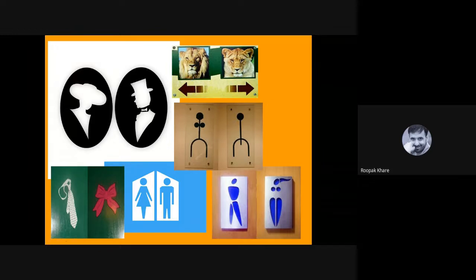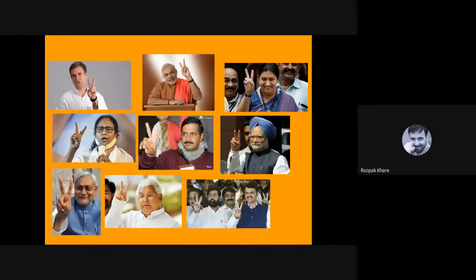Again, other signages they've used, right? They explain the tie and a bow, a female bow is used to explain it. So again, nobody has explained what it is, but then anybody who looks at it will know where to go.